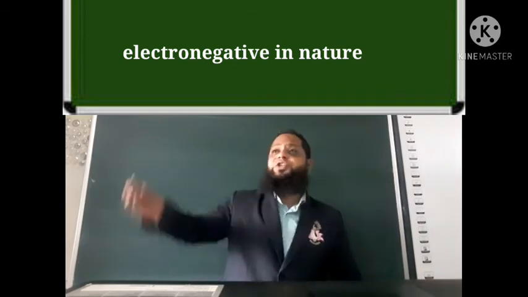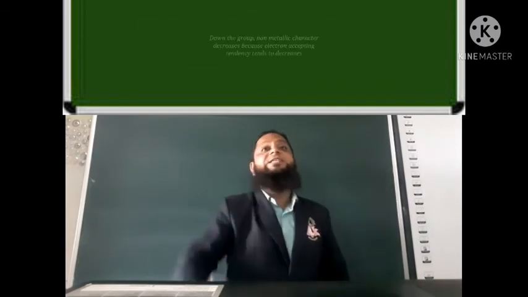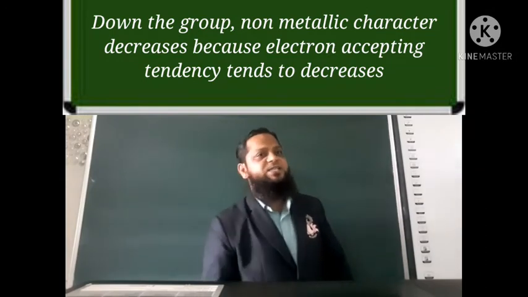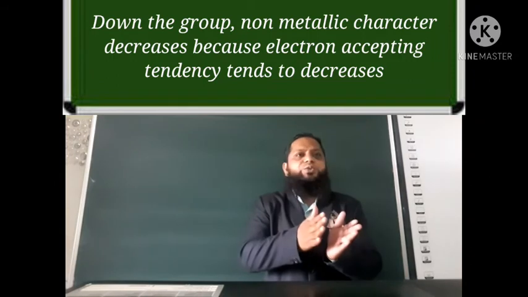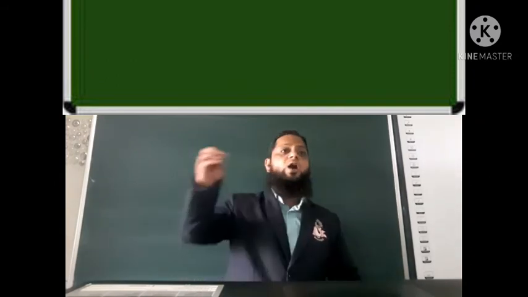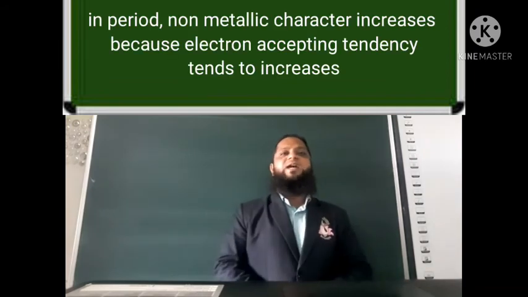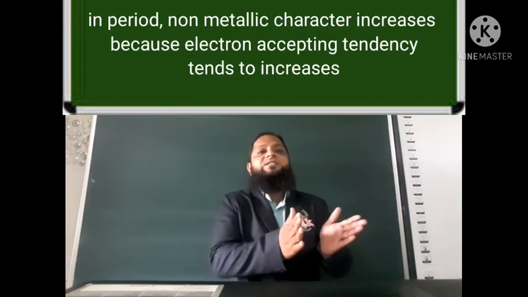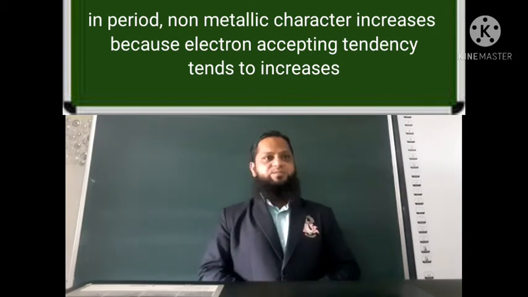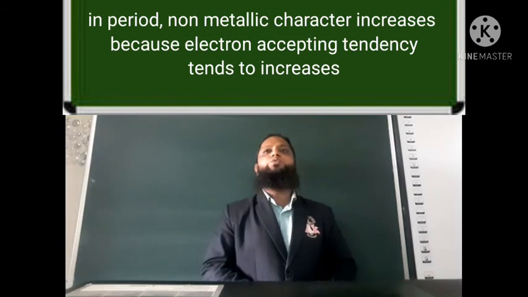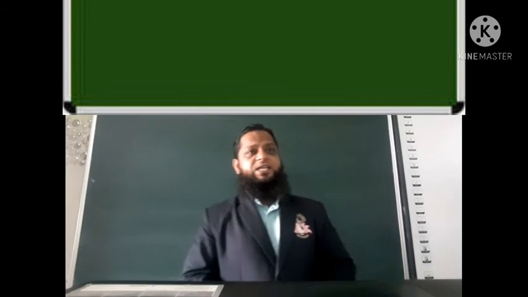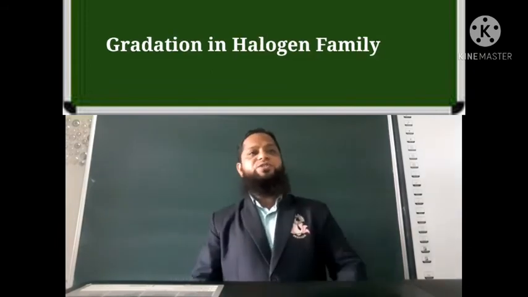Down the group, the non-metallic character decreases because the electron accepting tendency of the atoms tends to decrease due to their increased size. Along a period, the non-metallic character increases because the electron accepting tendency of the atoms tends to increase due to their decreased size. Now let's see the gradation in halogen families.